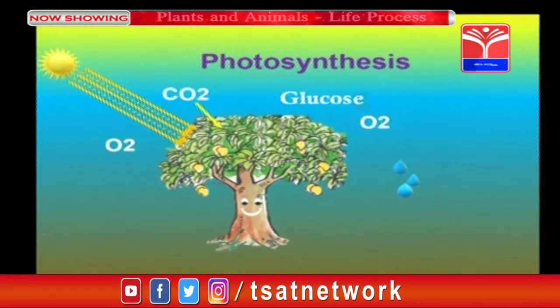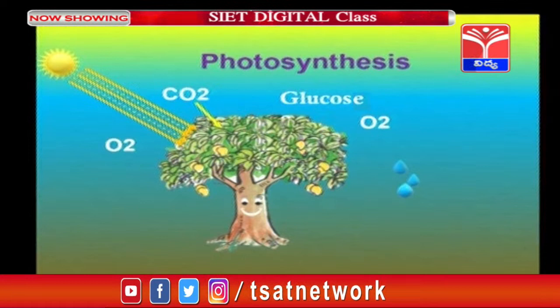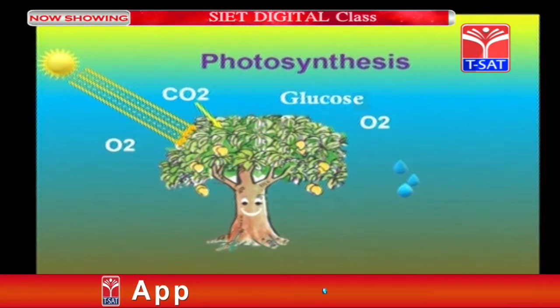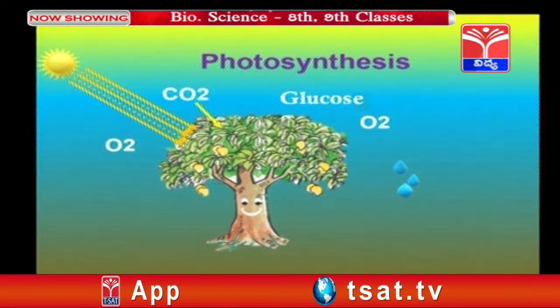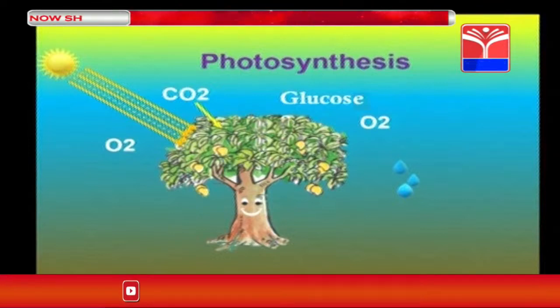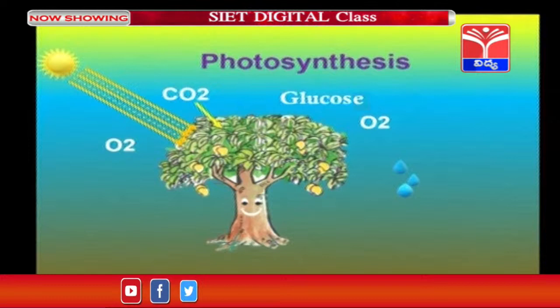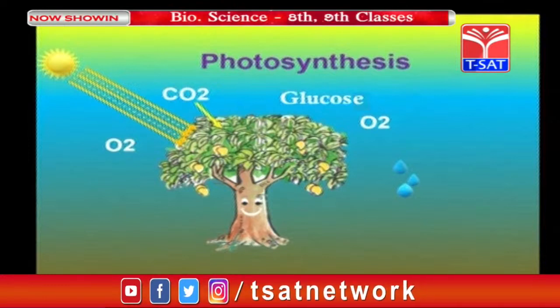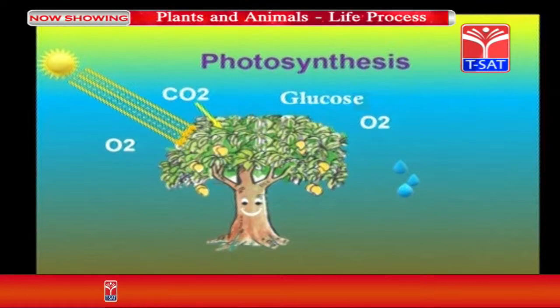The plant, in the presence of sunlight, takes carbon dioxide from the atmosphere and water from the soil and prepares food with the help of chlorophyll present in the green leaves. The food prepared is in the form of carbohydrates, glucose. Oxygen is evolved in this process, and water is also evolved in this process.